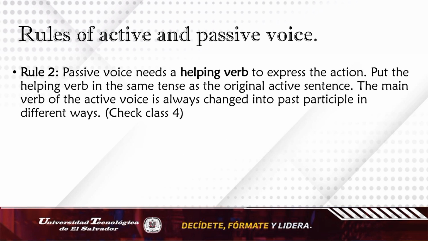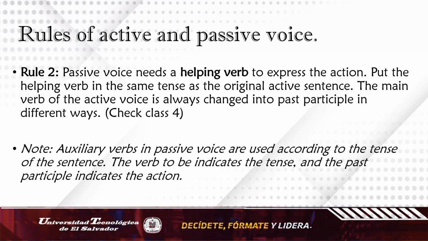Rule 2. Passive voice needs a helping verb to express the action. Put the helping verb in the same tense as the original active sentence. The main verb of the active voice is always changed into past participle in different ways. Check Class 4 to understand this better. Note, auxiliary verbs in passive voice are used according to the tense of the sentence. The verb to be indicates the tense, and the past participle indicates the action.